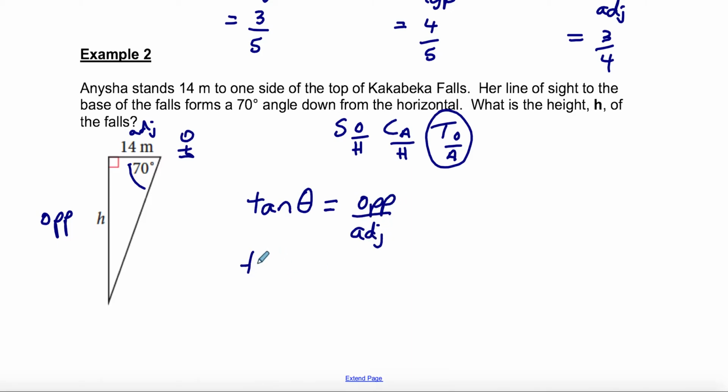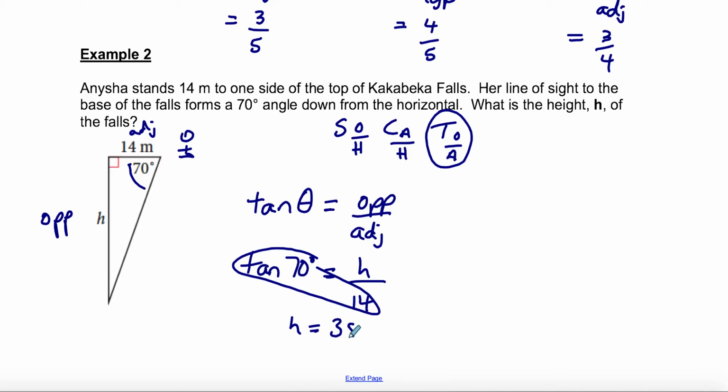So we know the angle is 70 degrees. Remember that the angle always goes beside the little ratio word. My opposite is h because I don't know what it is right now, and my adjacent is 14. So if I wanted to solve for h, all I need to do is cross multiply. So right away I'm going to get the answer for h: tan 70 times 14 is 38.46. So therefore the height of the falls is 38.46 meters.